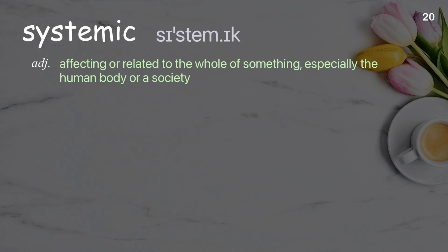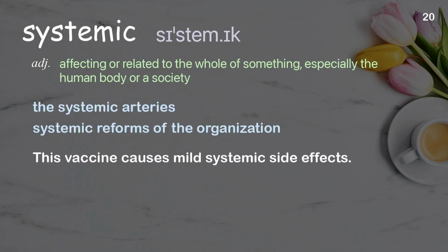Systemic. Affecting or related to the whole of something, especially the human body or a society. Examples: the systemic arteries. Systemic reforms of the organization. This vaccine causes mild systemic side effects.